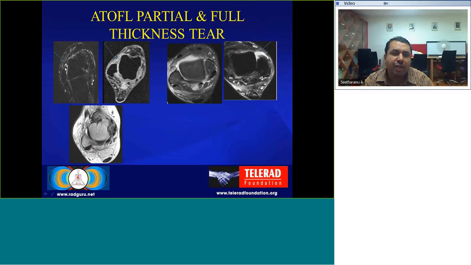Images demonstrating a partial thickness tear of the anterior talofibular ligament and a full thickness tear of the anterior talofibular ligament. Normally, the ligament is seen to extend from the fibula to the talus. So you can see this is a torn end. Similarly, this is a torn end. This is a full thickness tear, and the ligament is seen with attenuation. This is a partial thickness tear.